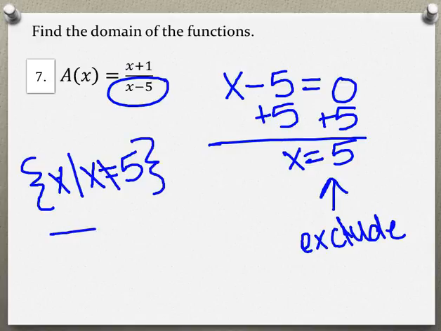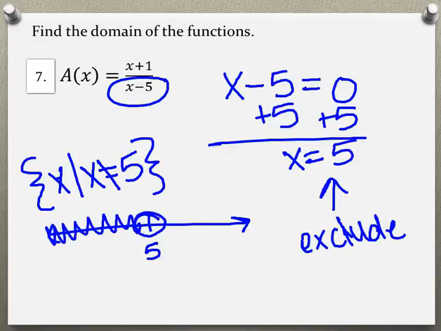Another way we can write it is if we think about it on a number line and we were to graph 5, we're saying that the domain is all real numbers except for 5. So we would not include 5, but it would be everything before 5 and everything after 5.